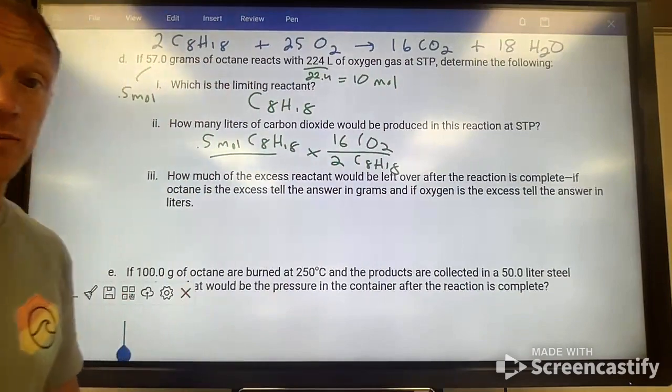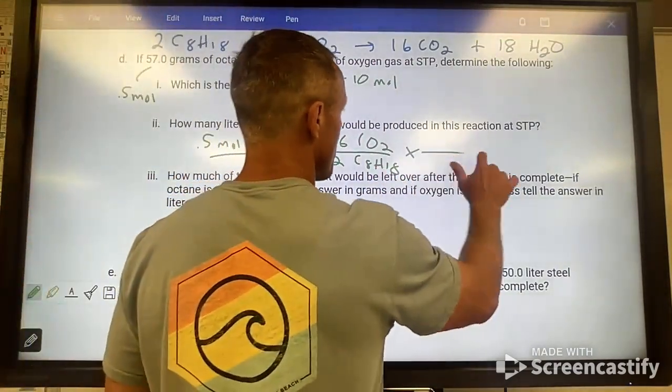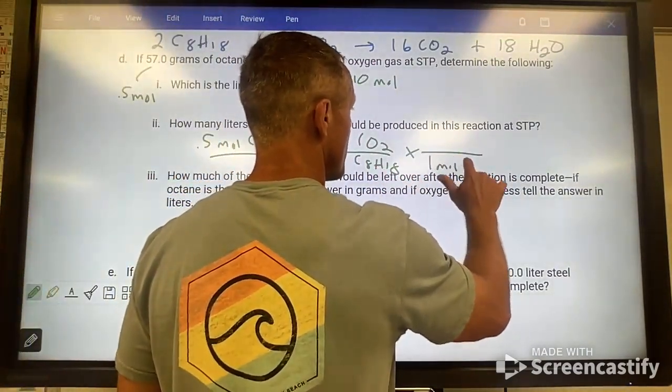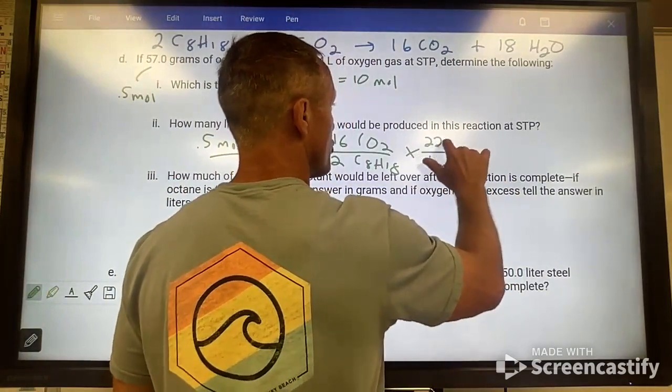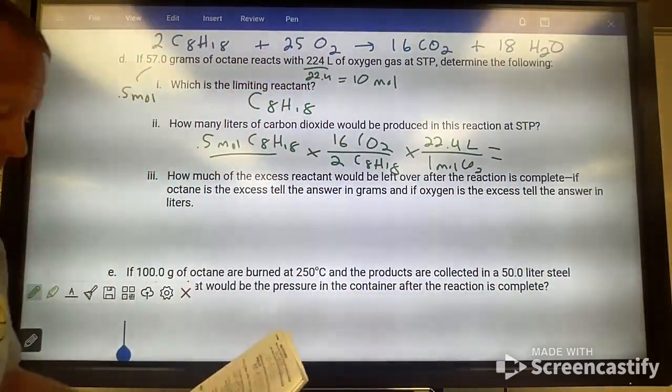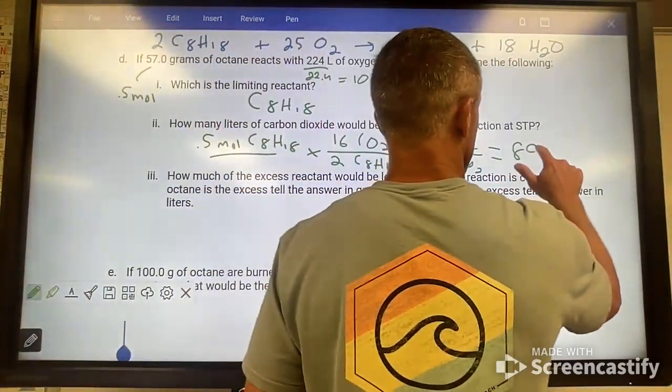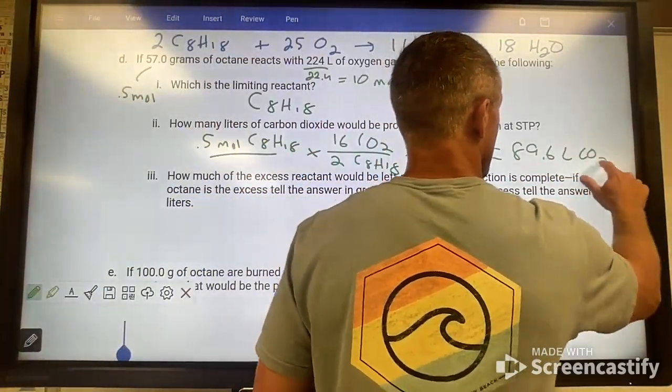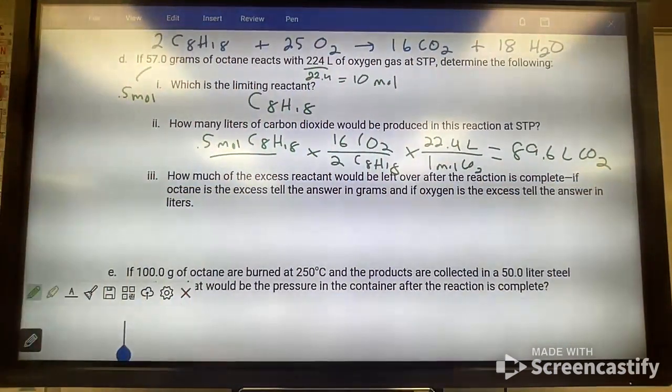trying to get to carbon dioxide, there's 16 moles of CO2. If we wanted moles, we'd stop right there. It wants to know liters. Since we're at STP, we can say every mole of CO2 is 22.4 liters. A mole of any gas at STP is that. So 89.6 liters of CO2 could be made.